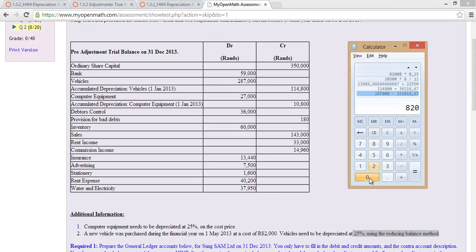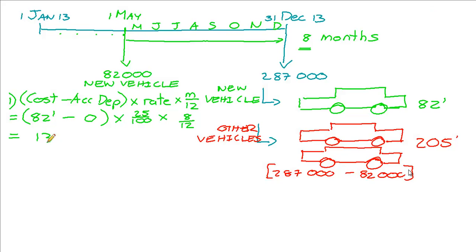If I calculate this with a calculator, we've got 82,000 Rand, and we're going to say minus 0, which is equal to 82,000 Rand times 25 divided by 100 and multiply, remember, by the 8 months that we use this asset divided by the 12 months in a full year, and that is going to give me 13,666.67. That is the depreciation for the new vehicle.